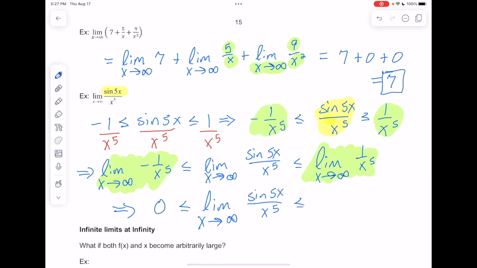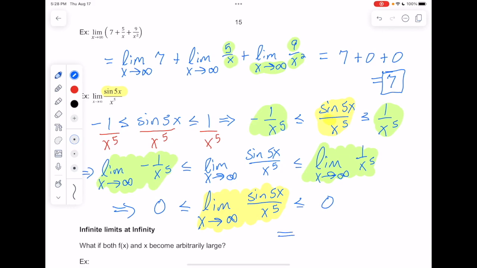But on the right-hand side, we have the limit as x goes to infinity where the numerator is a constant and the denominator's growing without bounds, so that part's also going to be a 0. So now we know that this middle piece right here, whatever this answer is, it has to be simultaneously less than or equal to 0 and greater than or equal to 0, and the only value it can have that does both of those things is 0.